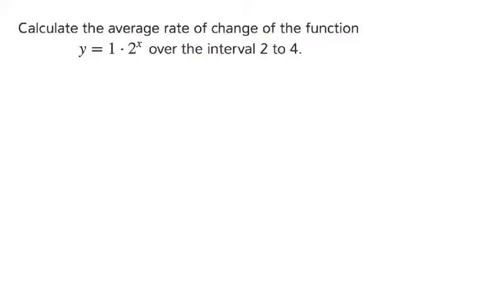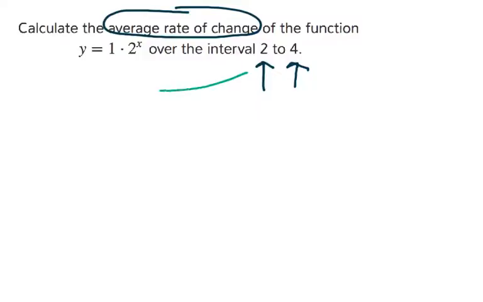Alright, in this problem we are calculating the average rate of change of a function. Remember, the average rate of change is where you take the rate of change at 2 points. In this case, the interval would be 2 and 4. You plug them into your function, and then you calculate the rate of change from one to the other. So how much is it changing over that interval?